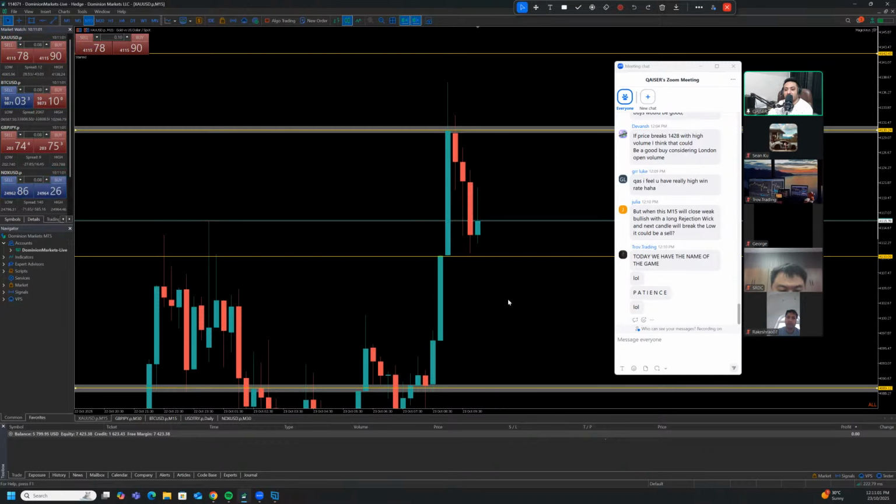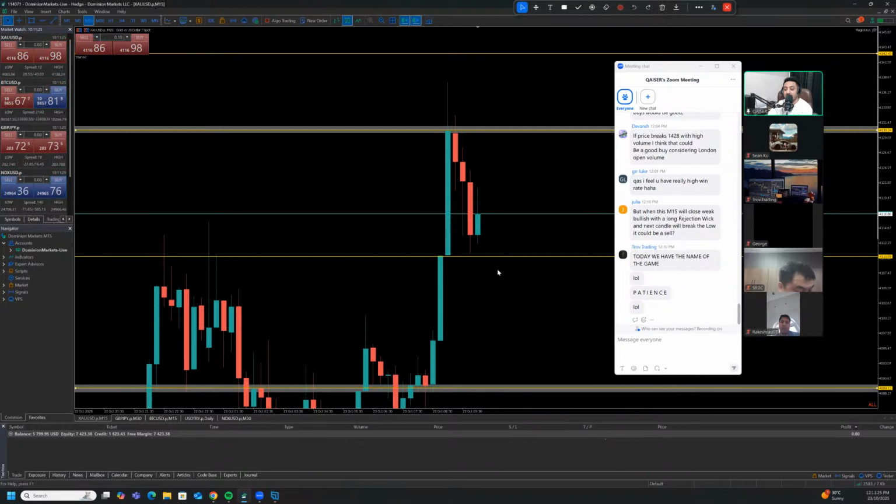When this M15 closes weak bullish with a long rejection wick and the next candle breaks the low, it could be a sell. Definitely, we then have our counter trade setup, and depending on the previous H1, which closed with a small body as an exhaustion candle, it could continue pushing downside. Right now we are sitting at the opening of London as well, so it's very important to wait and see how this candle closes. In the same way, if this candle closes with a healthy body, here you go for the buys. That's it.